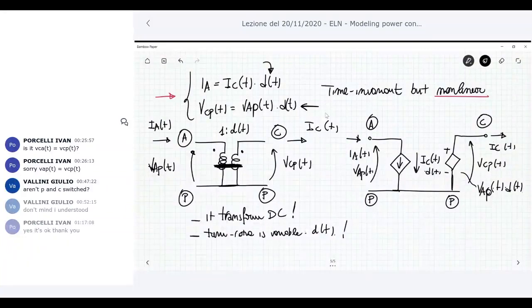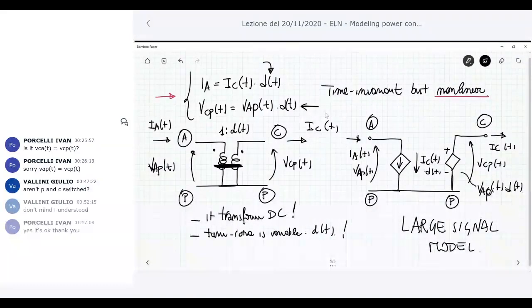is a large signal model. It's not a small signal model, okay? It's something that can describe operation when the duty cycle, the input and output voltages and currents vary, without any small signal constraints. Okay, so this is a large signal model. Of course, for example, these models can be used in simulation with SPICE. Okay, you can put this kind of description.